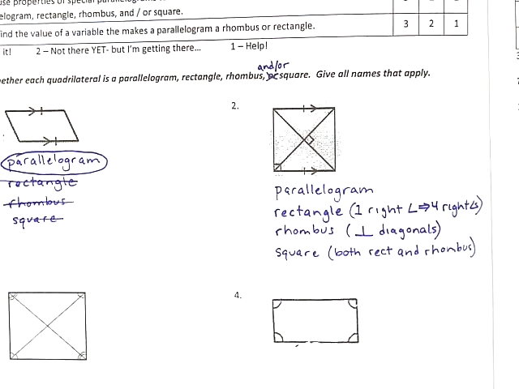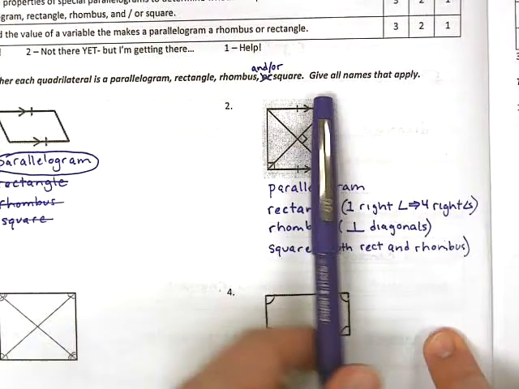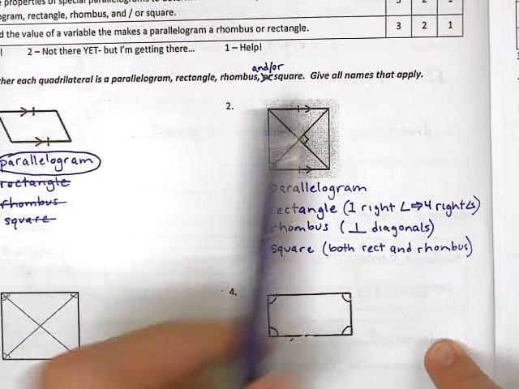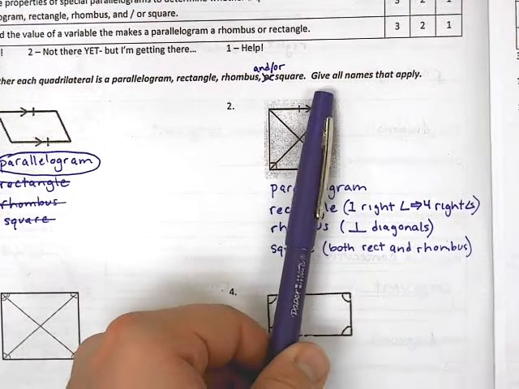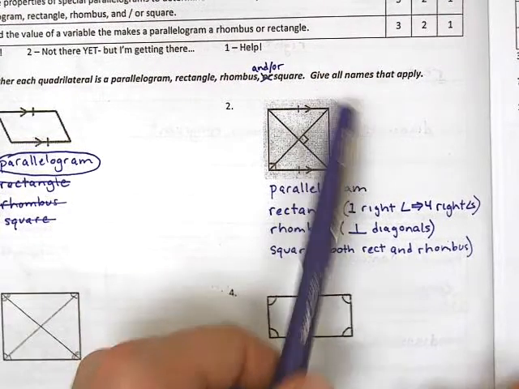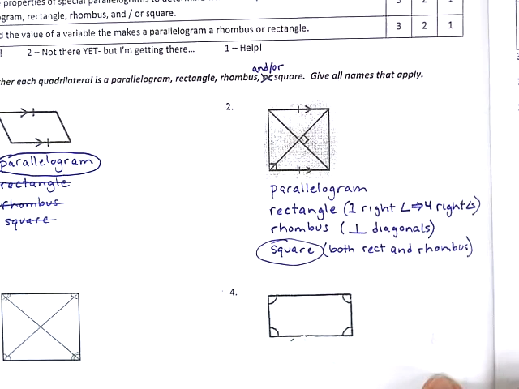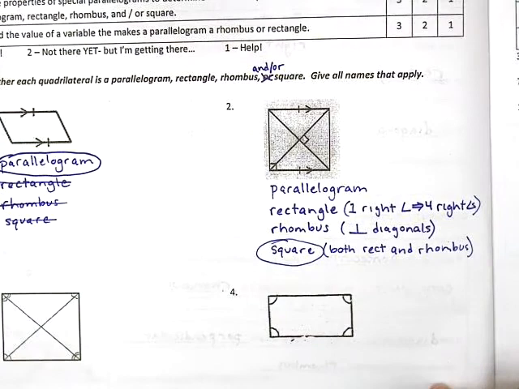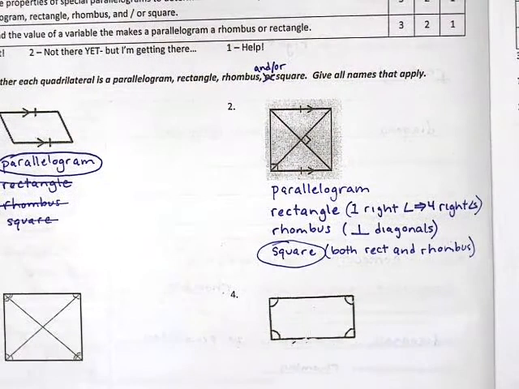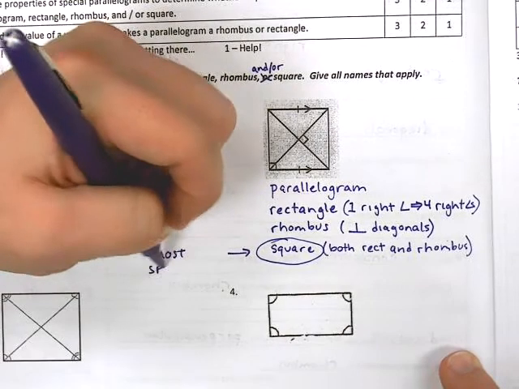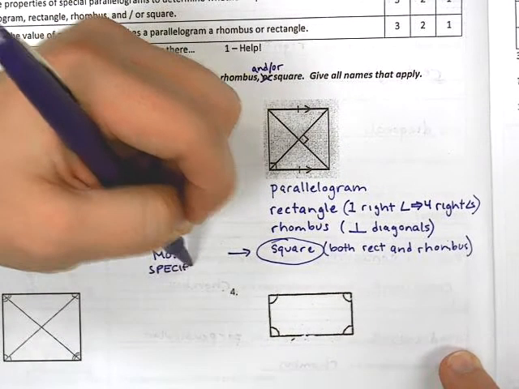And so now the last question, and it didn't ask this here, because it does say to give all names that apply, so I would want you to list all of them. But if I changed the question and I asked you, give the most specific name, well, the most specific name for this object would be a square. Alright, so that's why I'm circling it, just to let you know that that would be the most specific name.